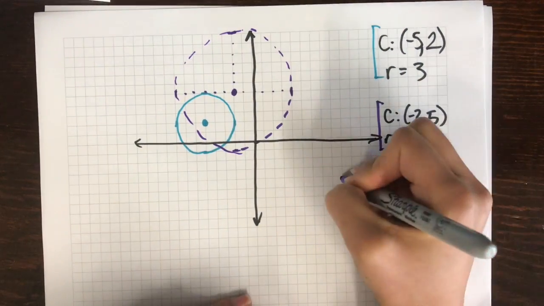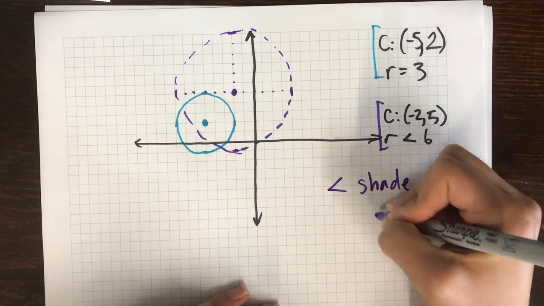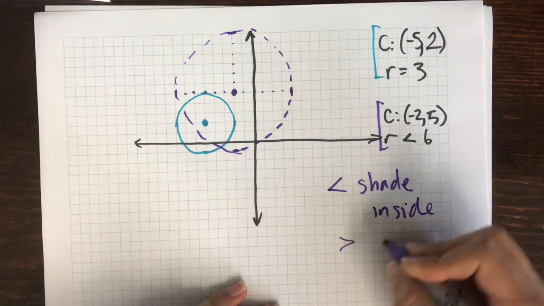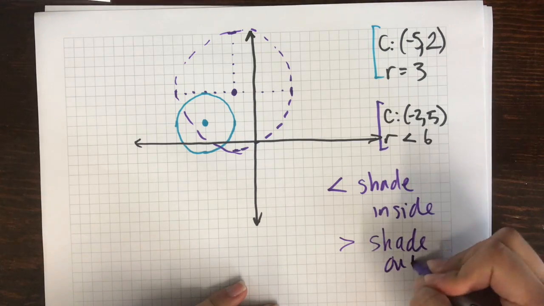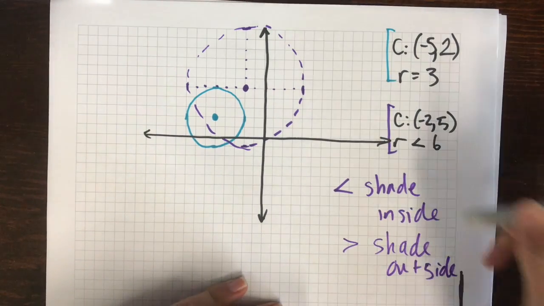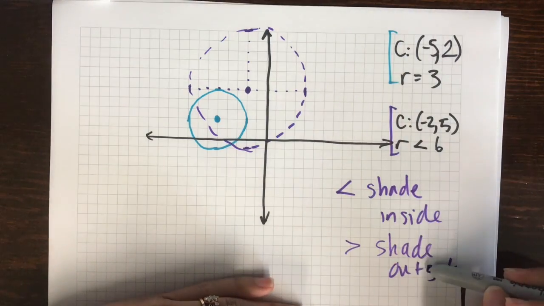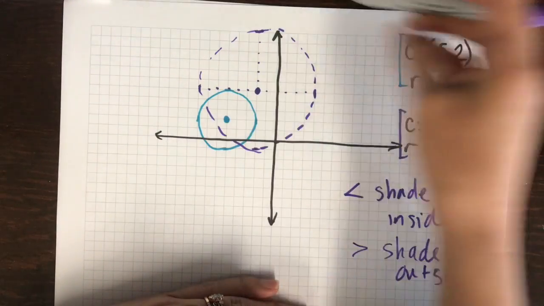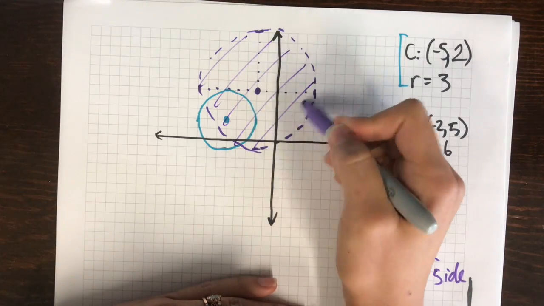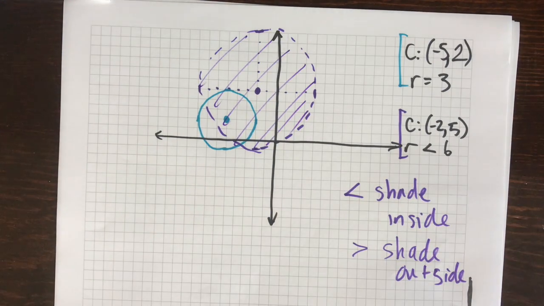Once I do that, I'm going to shade on the inside because what I'm saying is here I'm going to graph all of the circles that have a radius that is less than 6 and are around that center. If it was greater than, I would shade outside because those would be all the circles that are bigger than this circle with a radius of 6. So shade outside if it's greater than, shade inside if it's less than.